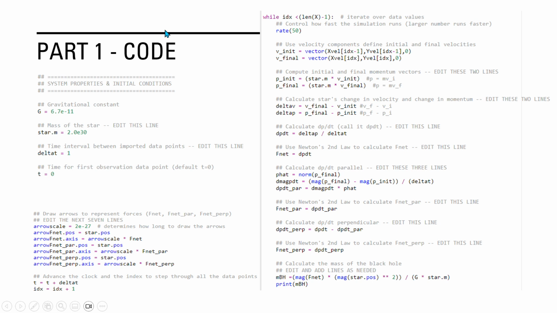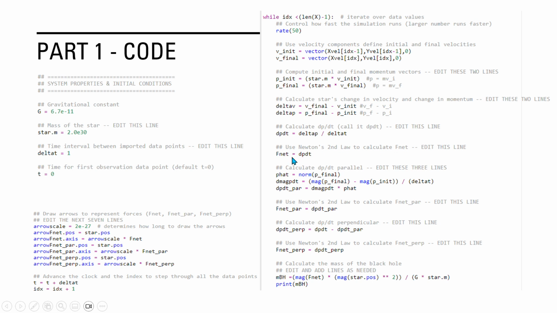So this is our part 1 code for the black hole. This is all given: gravitational constant, mass of the star, delta T, time for observation. This is the arrows, so we go here first. So we have the rate, we have V initial, which is all given to us. This is what we had to edit. So P initial, P final, we use the P is equal to mv formula. Then here, change in velocity and change in momentum formulas. dp by dt was computed here.